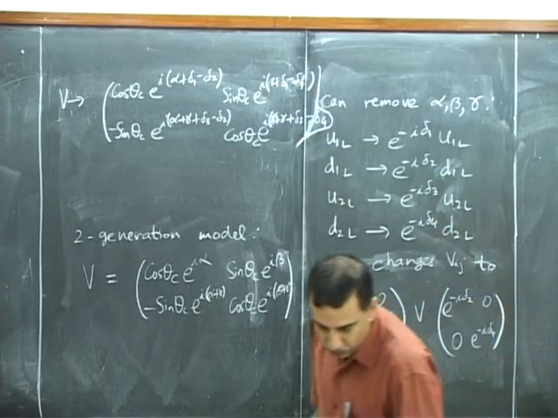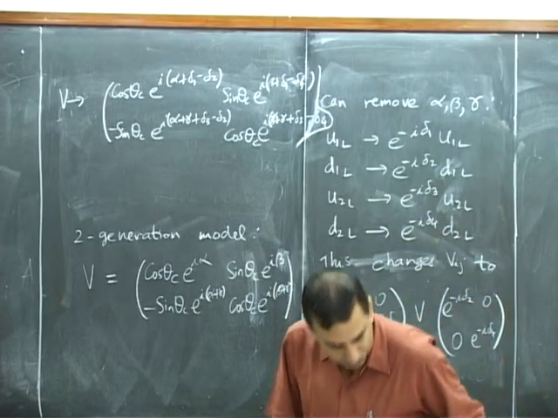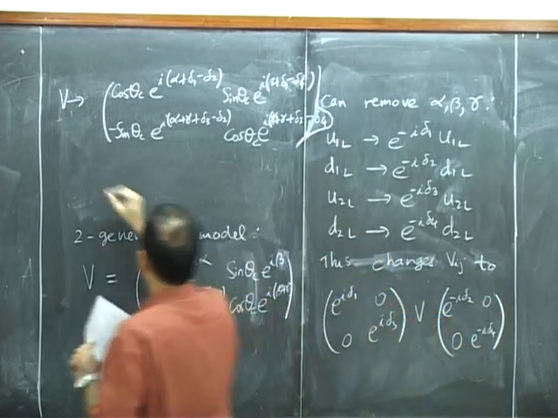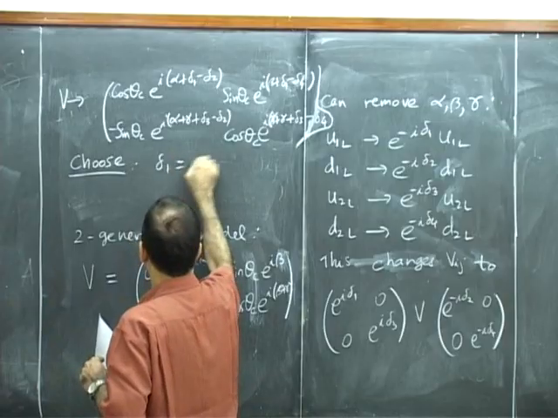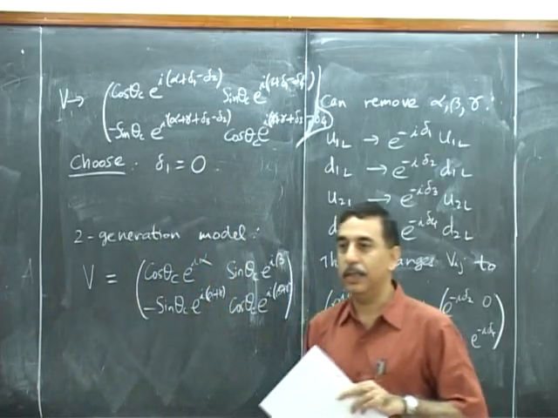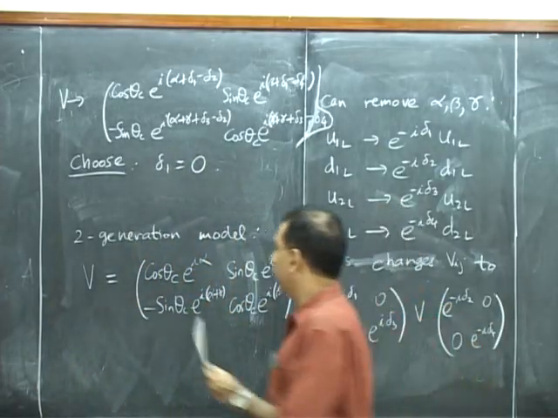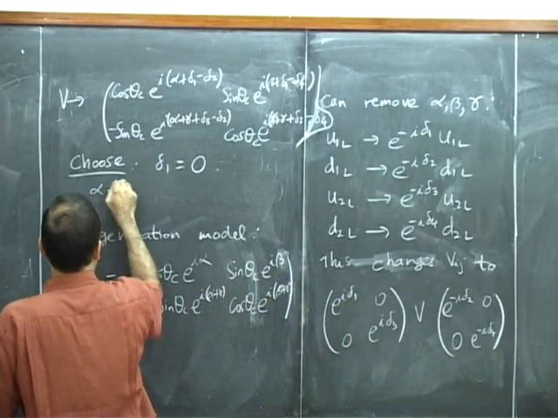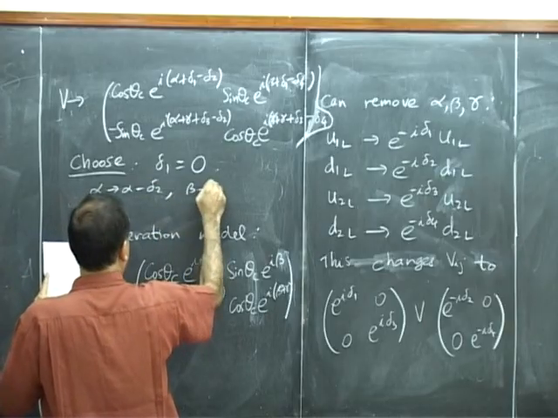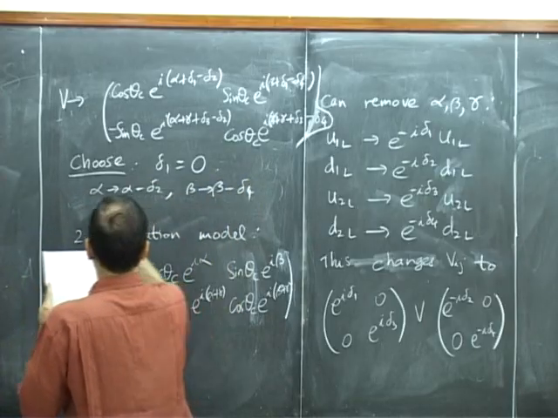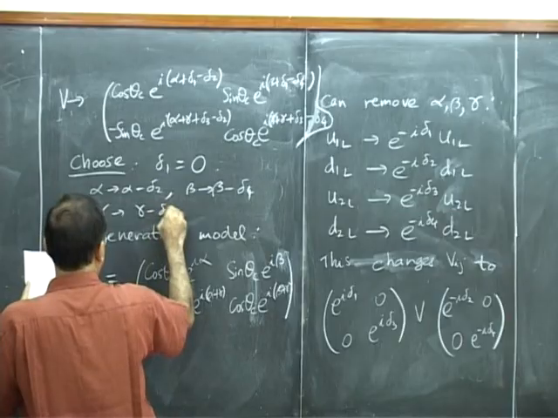However, if we choose one of these four to be 0, it's convenient to choose delta. Because all four of them together don't do anything, we might as well fix one of them to be 0 and then the other three will do something. And what the other three do is to send alpha to alpha minus delta 2, beta to beta minus delta 4 and gamma to gamma minus delta 3.